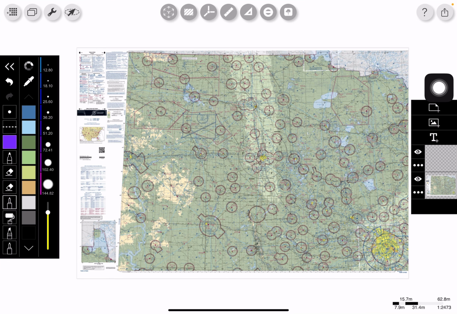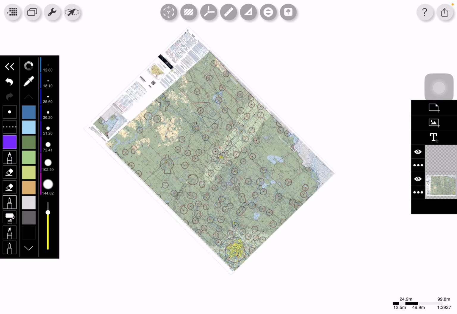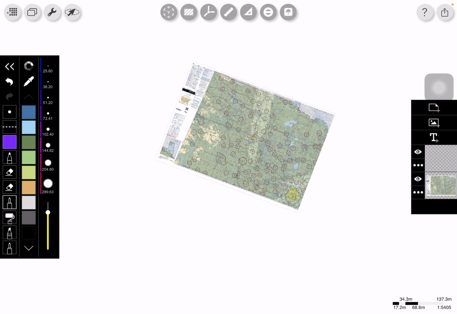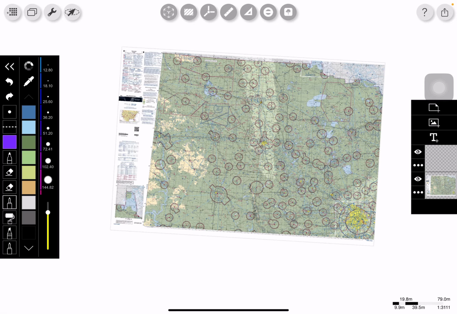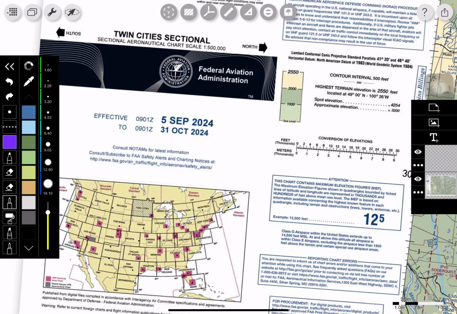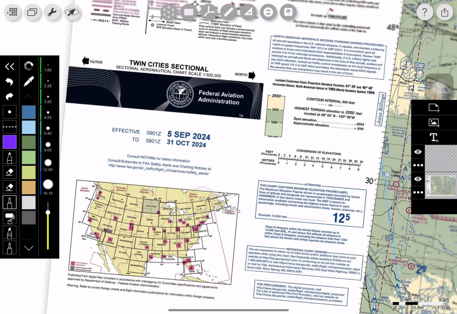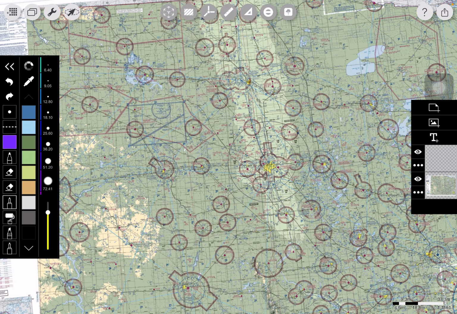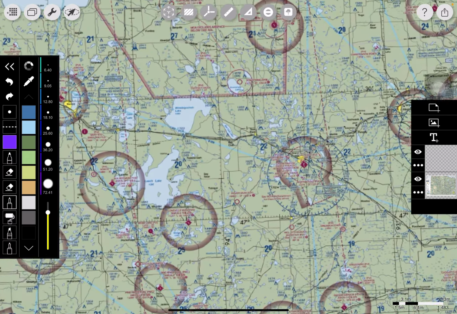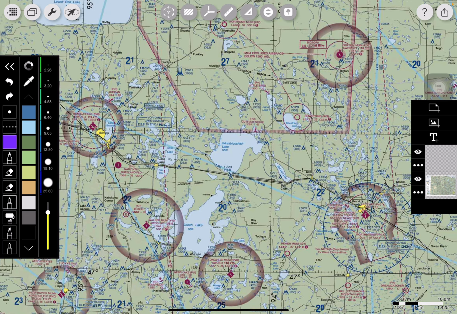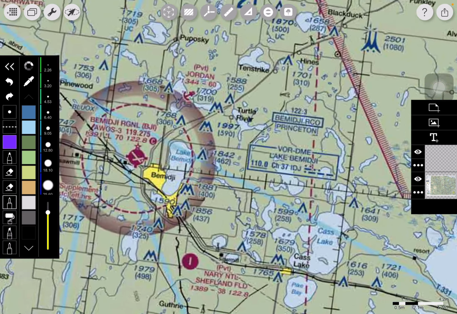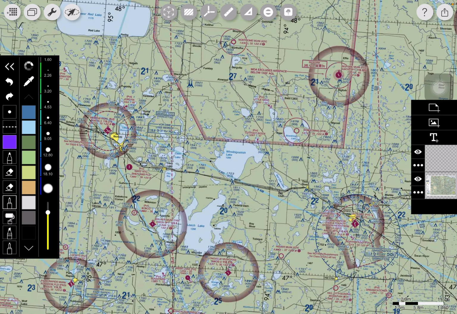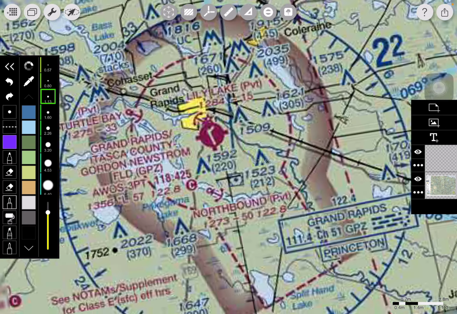So I'm using the app called Morpholio Trace to manipulate the sectional chart as if I had it in my hands. And this chart is current, and it's the Twin Cities sectional because my departure and destination points are in the northern part of Minnesota. I'm going from Bemidji to Grand Rapids.